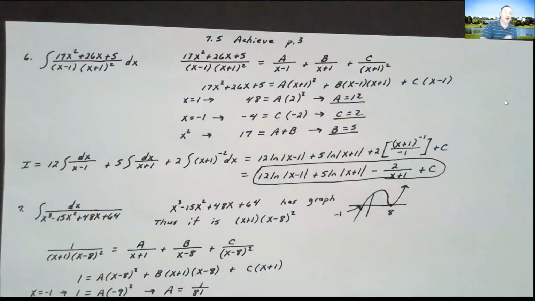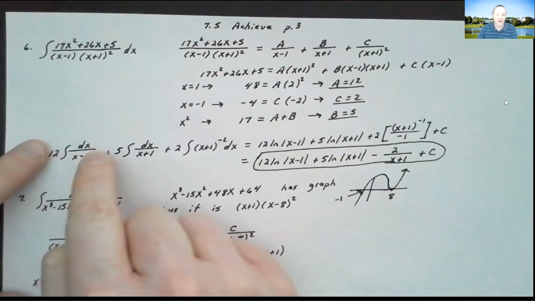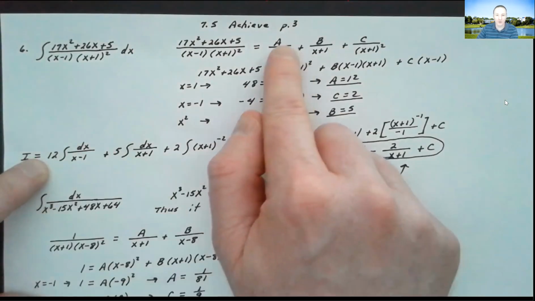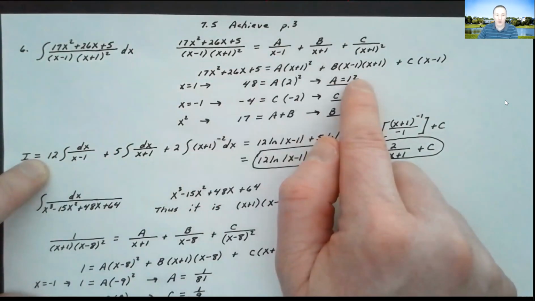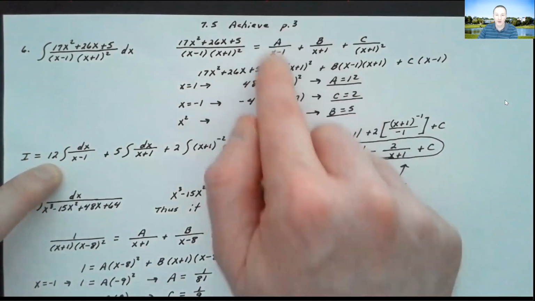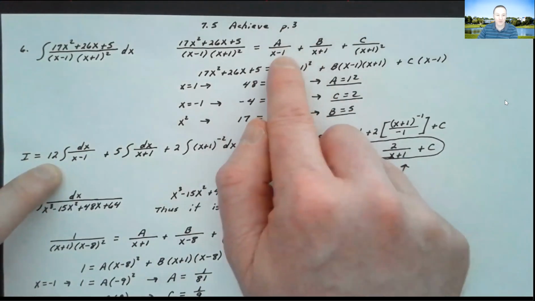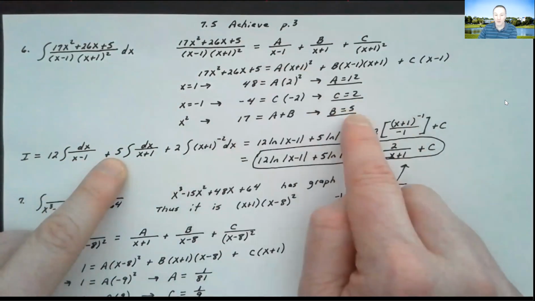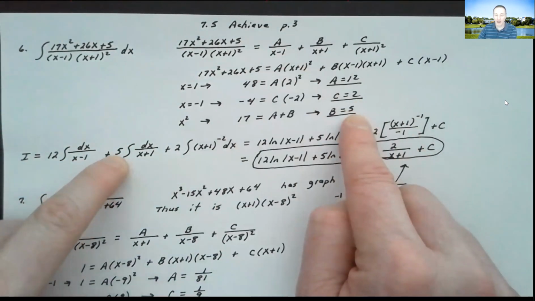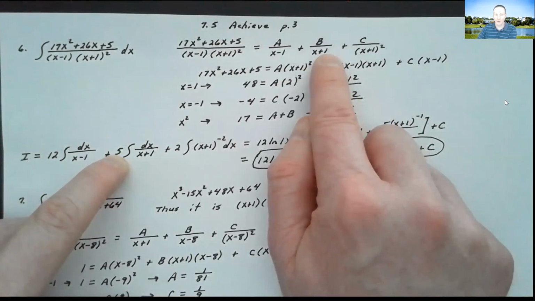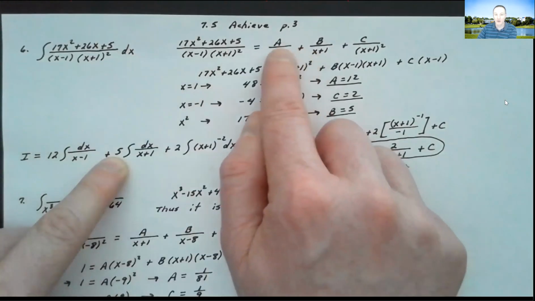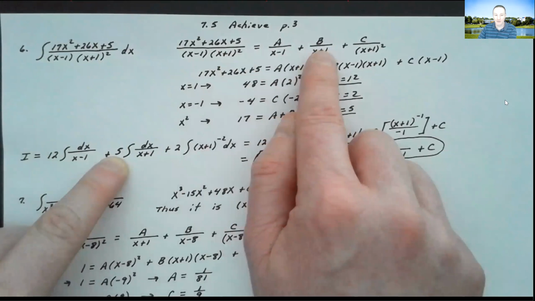Now, once I know that, I can go in and say, well, then my original integral in this problem is equal to A, which is 12, I'll factor that out, over the integral dx over x minus 1, plus B, which is 5, I'll go ahead and factor that out over the integral dx over x plus 1. Remember, we're integrating each of these since the original fraction that we're breaking up was integrated.